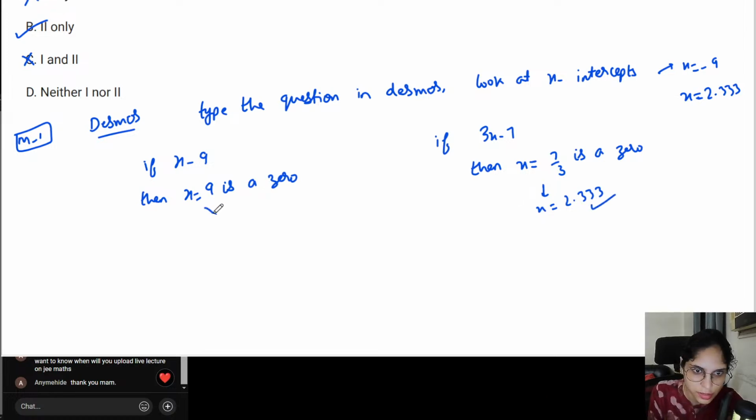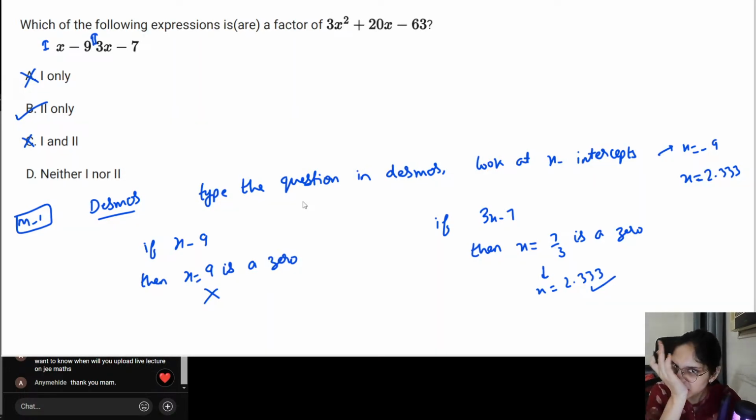So this is correct. This is not correct because you should be getting negative 9 and not just 9. Got it? So whenever the equation is given to you and they want to know the factors, you just type the equation in Desmos, look at the x-intercepts, you will get your zeros, and x minus those zeros, for example, x minus -9, so x plus 9 is a factor. Okay?